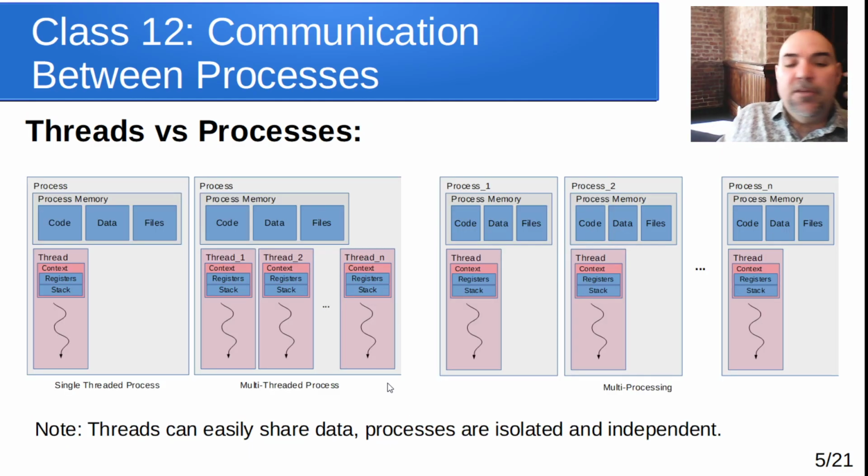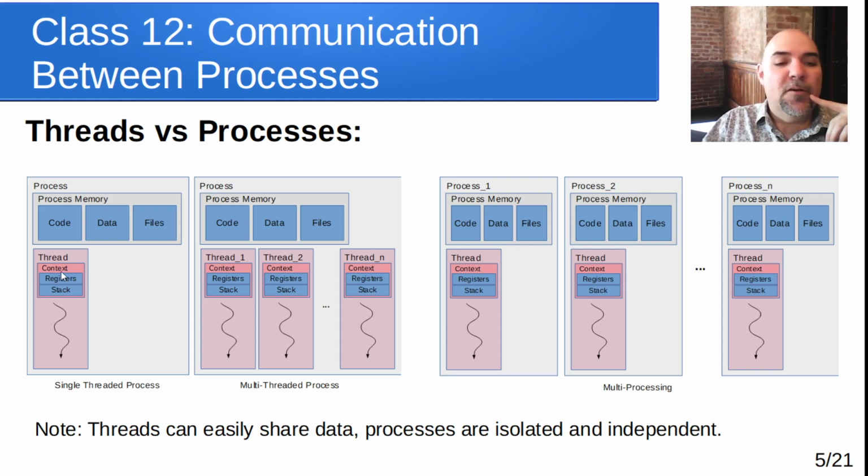Now, as a quick overview, this would be a single-threaded process here on the left. There's the process inside the operating system with memory allocated to it for code and data and any file I/O that's being done, so files that have been opened. That also includes devices that have been opened. And then there's a single thread inside there that keeps track of the local variables on the stack and any registers or other things like that.